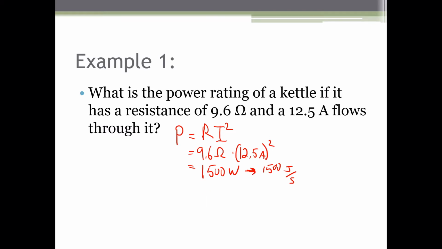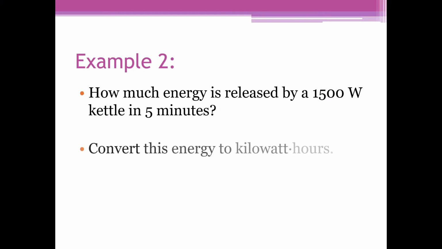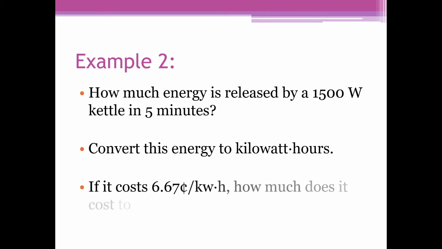All right, example 2. We'll take our 1,500 watt kettle and calculate how much energy it can release in 5 minutes. We'll convert this energy to kilowatt hours, and then we'll calculate how much it costs to operate this kettle if the current rate of electricity is 6.67 cents per kilowatt hour.